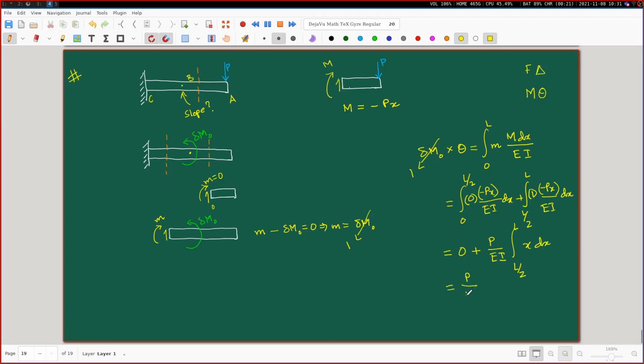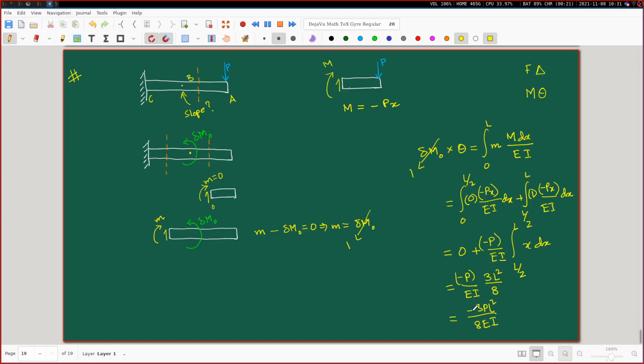So what is the value of this? Tell me. Three by four L. Oh, I made one small mistake. There is a minus P here. Okay. Yeah, tell me. So 3/4 L square. 3/4 or 3/8? Three by eight. Yeah. 3L square by 8. Okay, 3L square by 8. So this is the answer. So the final answer is minus 3P L square by 8 EI.